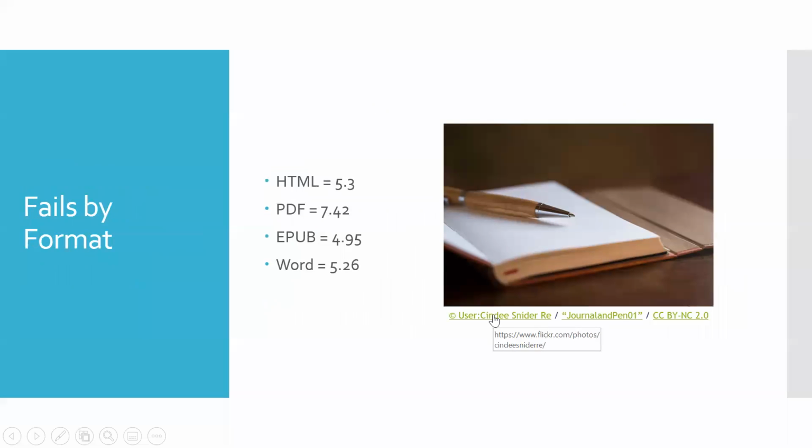And then we also wanted to look at fails by format. So these are the 4 different formats and the average amount of fails books in that format had. So 5.3 for HTML, 7.42 for PDF, 4.95 for EPUB, and 5.26 for Word. So they all kind of hovered around 5, except for PDFs there. They did a little bit worse.